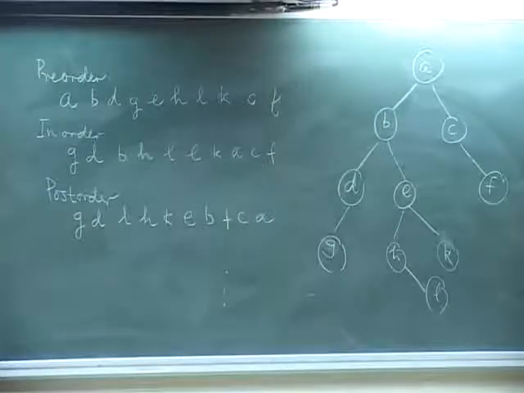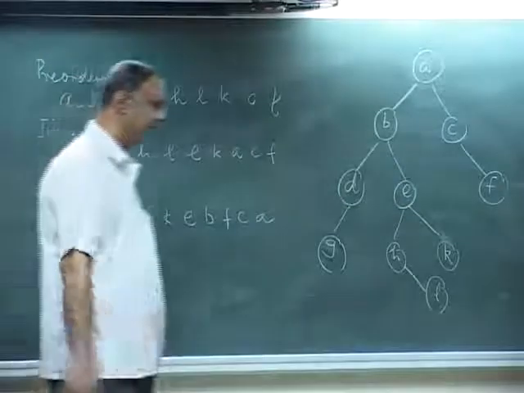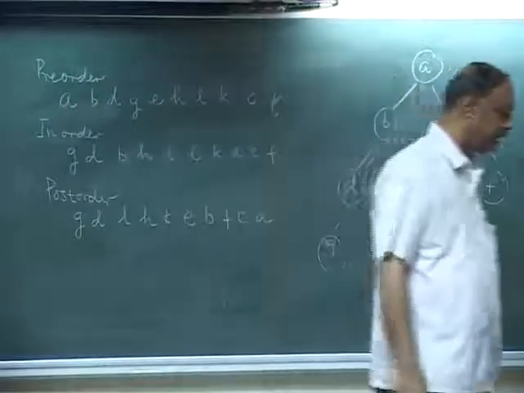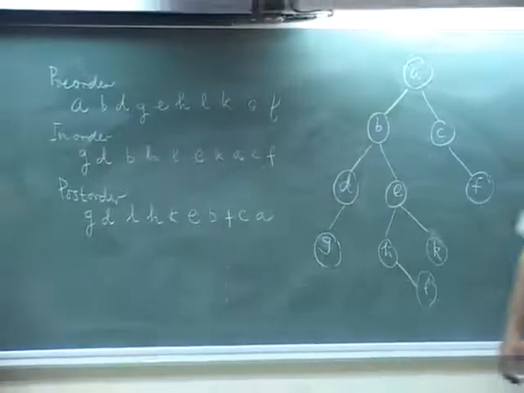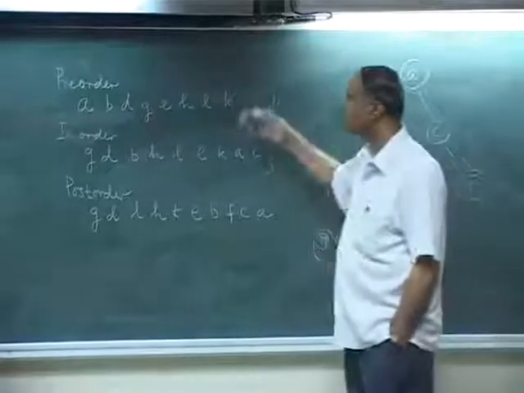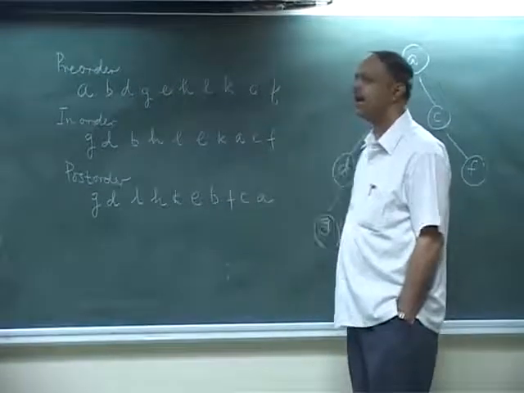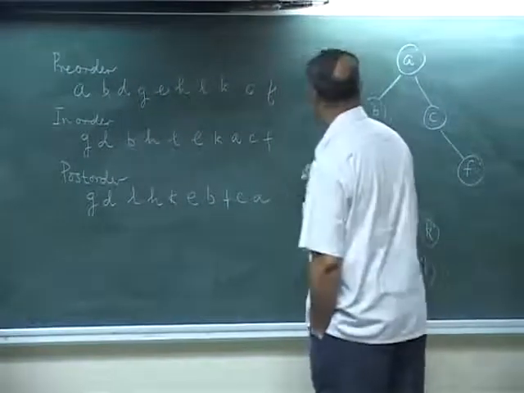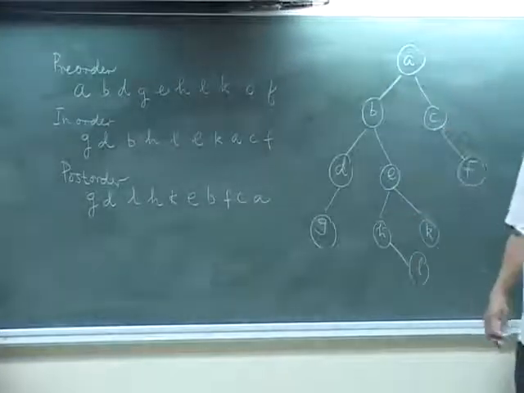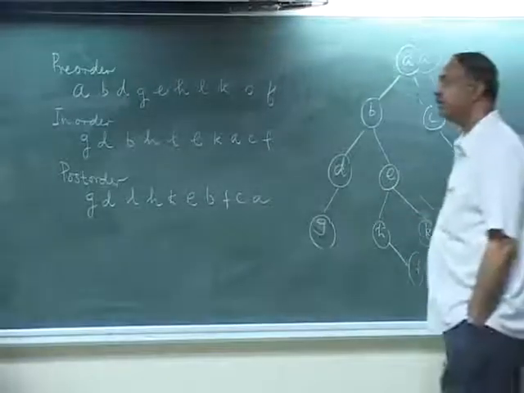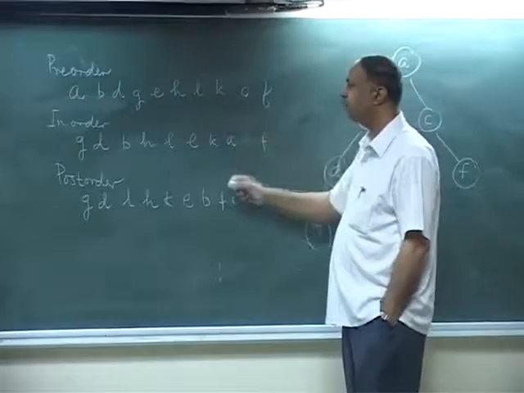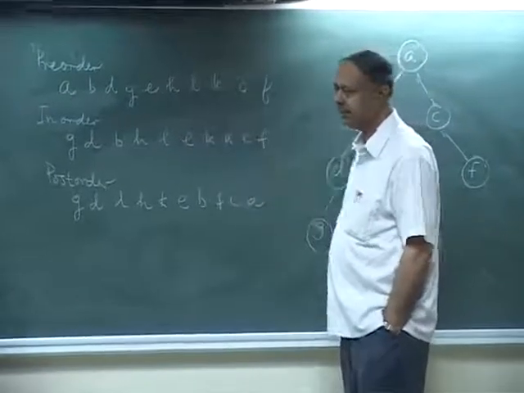Okay, I think you remember; we discussed all those things in your undergraduate curriculum. Now one thing you remember is that if I know in-order along with either pre-order or post-order, I can generate the binary tree uniquely. But this is not the case if I know pre-order and post-order but not the in-order.